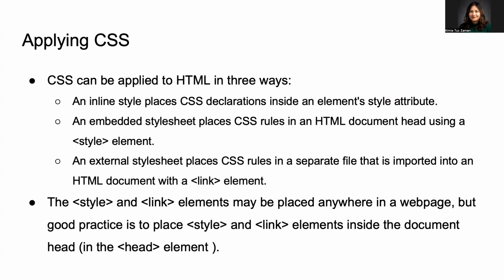The second way is embedded style sheet. Here you place your CSS rules inside a style element, usually in the head of your HTML document. This keeps the style grouped together but still inside the HTML file. The third and most common way is using an external style sheet. In this case, you create a separate .css file that contains all your CSS rules. Then you link that external CSS document to your HTML using the link element.